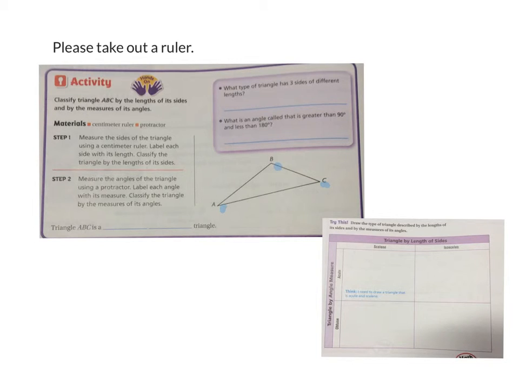Does that make sense? Your job with your partner is to measure the sides of triangle ABC using centimeters. Notice it says centimeter ruler. Label each side with how many centimeters long it is. Then classify the triangle by the lengths of its sides. Next, it tells you to use a protractor. We're not going to use that right now. You're going to look at the angles and decide, is it more than 90 degrees or less than 90 degrees? And then you're going to classify the triangle by the measures of those angles. You're also going to answer the 2 questions up here. Make sense? And you're going to fill in right here what kind of triangle ABC is. Go ahead and do that.